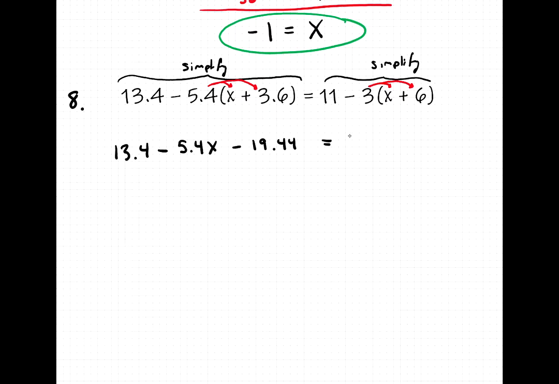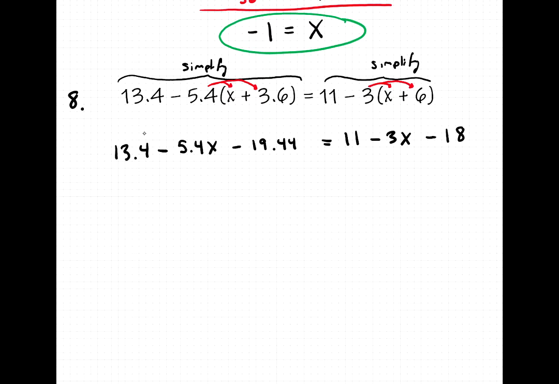And then on the right, we have an 11. Then we have this minus 3 times x, so that's a minus 3x. And a minus 3 times 6, that will be a minus 18 or negative 18.